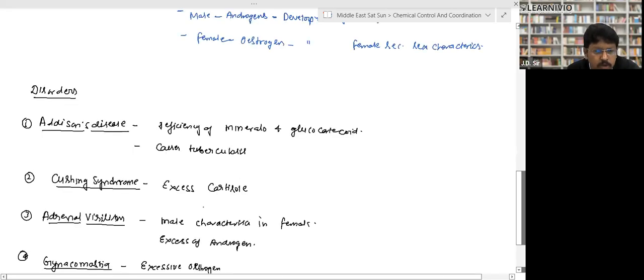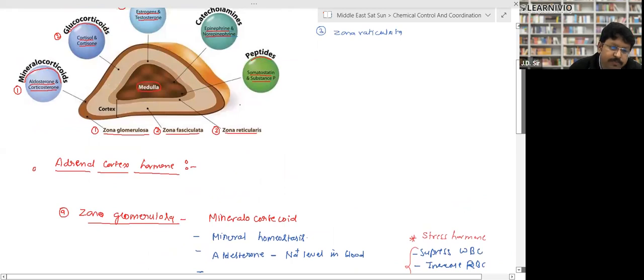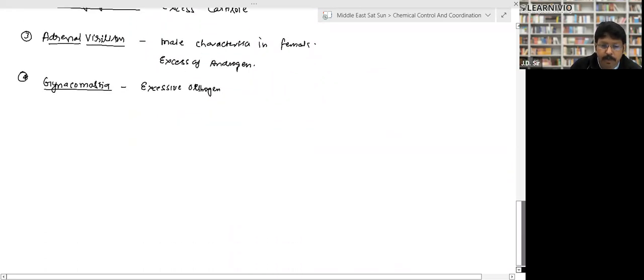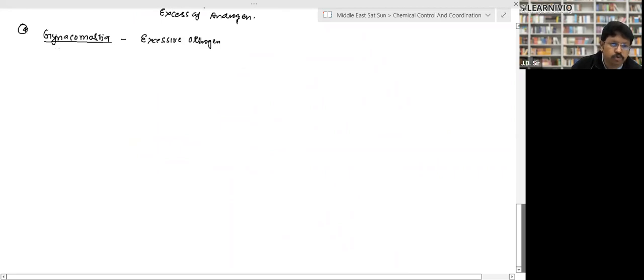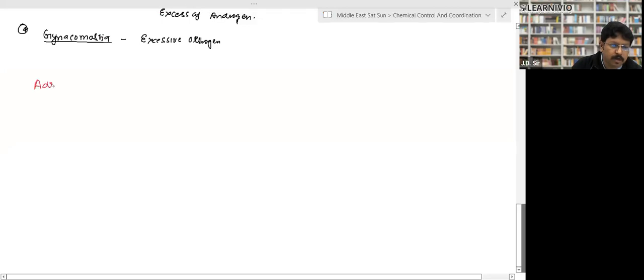So we have studied all the hormones which are secreted by adrenal cortex, right? Now we are going to discuss the hormones which are secreted by adrenal medulla. So put the next heading: hormones of adrenal medulla.